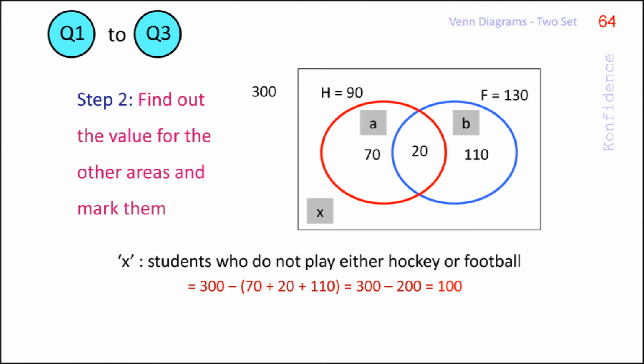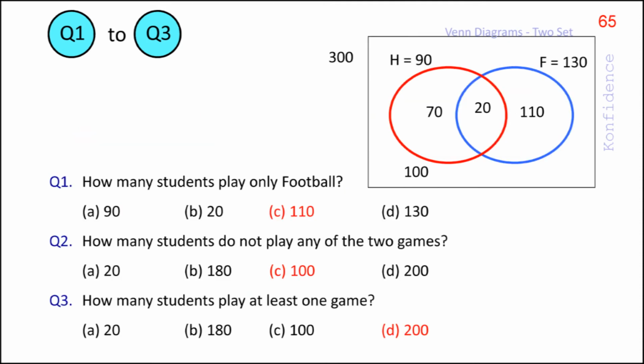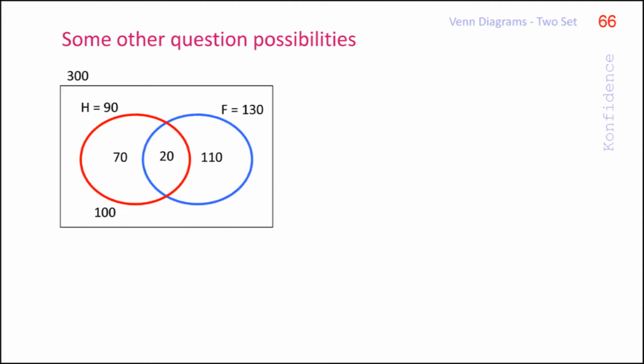Now that we have got all the values, we can answer the questions easily. The answers are given in the slide. Check if you got the answers right. If you did not get the answers, listen to the previous slides once again. Please look at the slide to think of all the potential questions that can come as a part of this question. This would give a complete understanding of the Venn diagram kind of question with two sets on display.